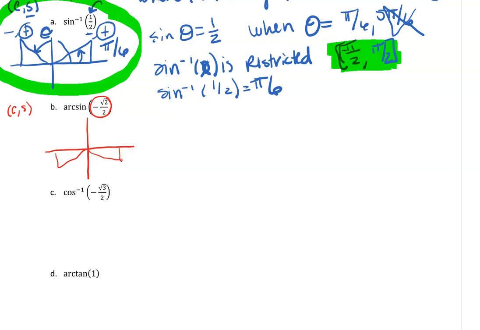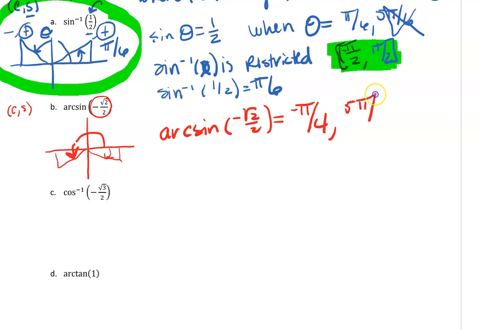I also need it to be at the square root of 2 over 2, and from your unit circle, we know that dropping down this way would give us arc sine of negative square root of 2 over 2 to be equal to negative pi over 4, or if we were to go this way and pick up this angle, that would be at 5 pi over 4.